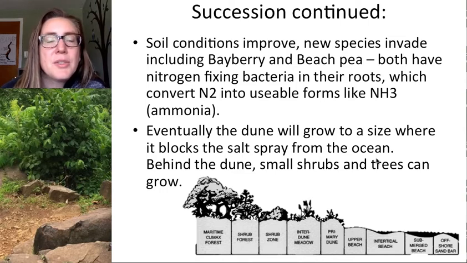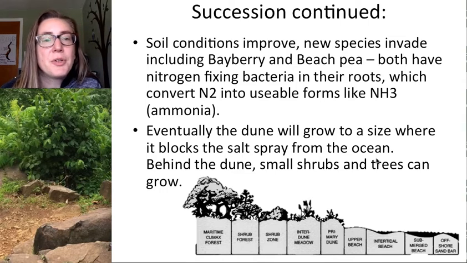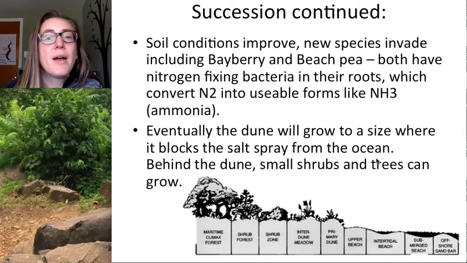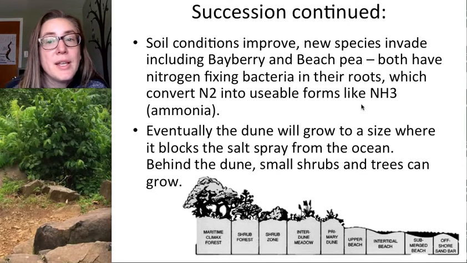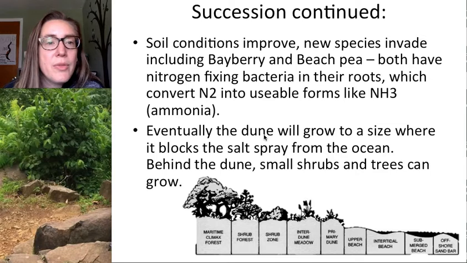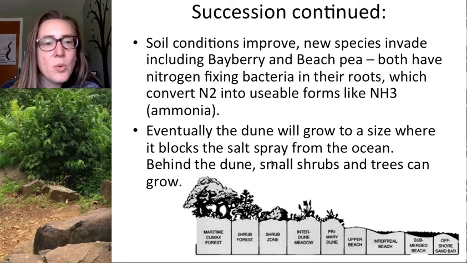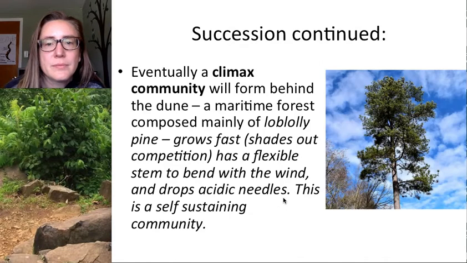So other things that will continue to improve the soil conditions, you're going to have different organisms moving in. So the bayberry and the beach pea are going to carry with them other types of bacteria that are going to take the nitrogen from the air and convert it into nitrogen that plants can use. So NH3 is ammonia, and that's going to be one that plants can take up through their root system and use to make those organic compounds. Eventually, the dune is going to grow in size where it will block that salt spray from the ocean, allowing for small shrubs and even trees to start to grow.